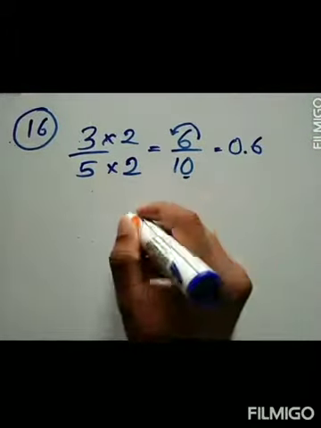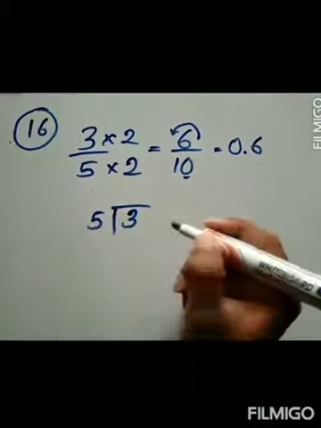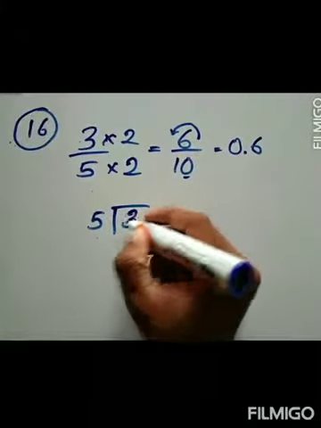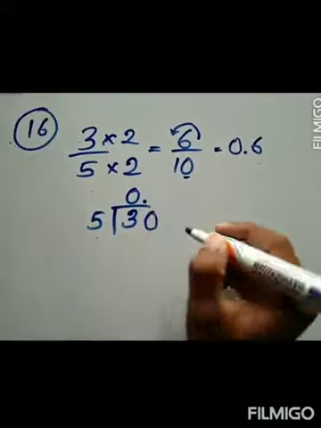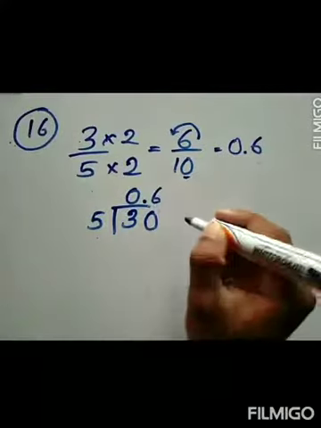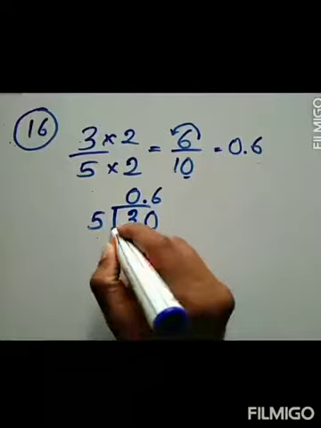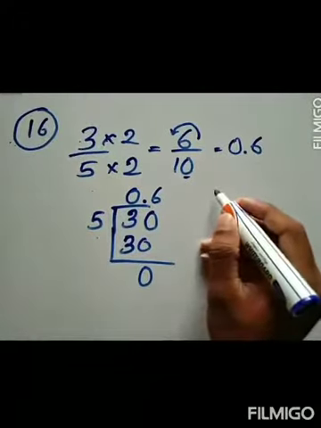Or otherwise, the second method, you can divide 3 by 5. Then there's no 5's inside 3, therefore 0. You have to put a decimal point and bring a new number 0. Then for 30 there's 6 5's, therefore 6 times 5 there's 30. Then here's 0. And the answer is 0.6.